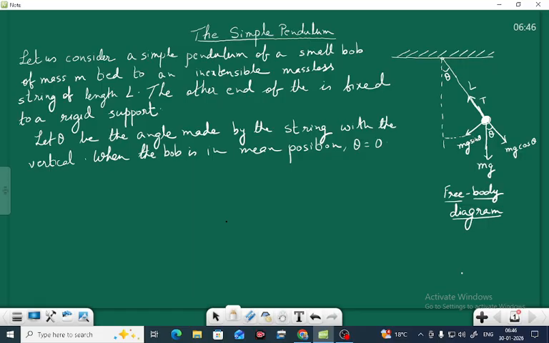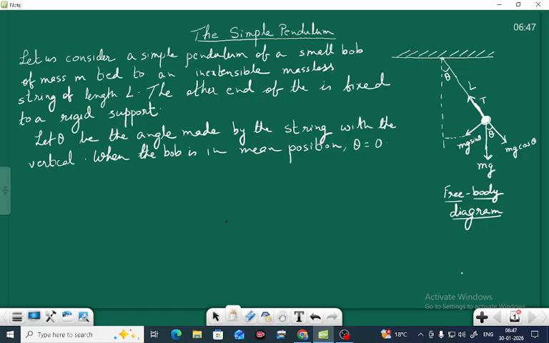So there are only two forces acting on the bob, tension T along the string, and the vertical force of gravity mg. This is tension T and the vertical force mg. If we resolve this mg into two directions, one along this direction, it will be mg cos theta, and along this direction it is mg sin theta.